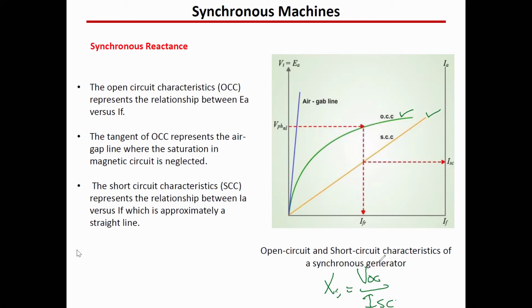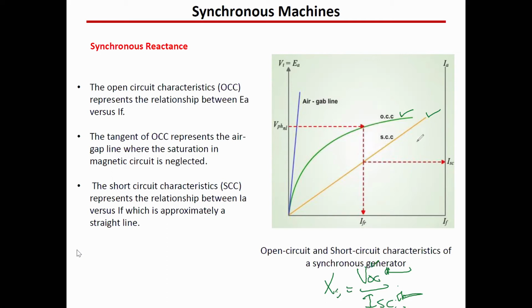Well, we need to fix the value of IF. So the voltage here will be for the rated voltage. Okay, so that's why we're changing the field current till we get the rated voltage. The current here will be for the same field current that we used for the rated voltage. So if we know exactly what's the value of the field current that will give us the rated voltage, we use also the same value of the field current in the short circuit test to find what is the short circuit current.